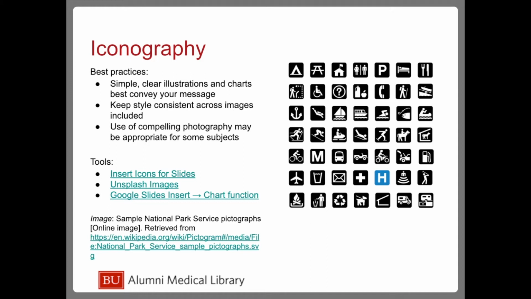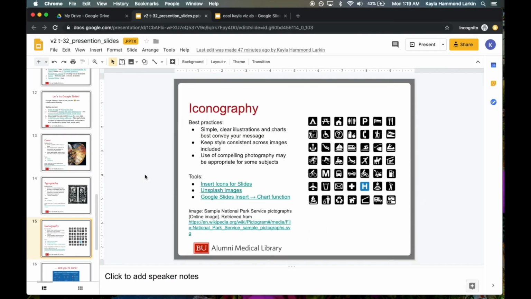And some tools that you can use to help you select images to include in your visual abstract are listed here. And these are really handy because it can be pretty tricky sometimes to find images online that are free for you to use lawfully. And so these tools really help with that. And so this first one here, Insert Icons for Slides, that is a Google add-on. And so I'll just take you over to our example slide here, show you how to find that.